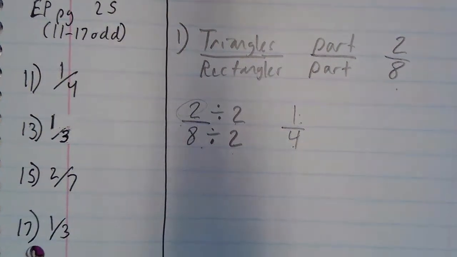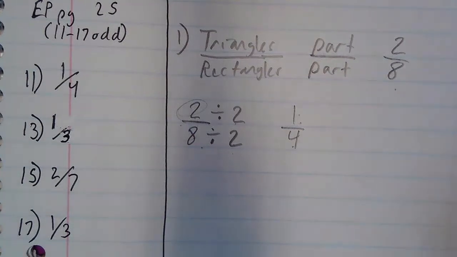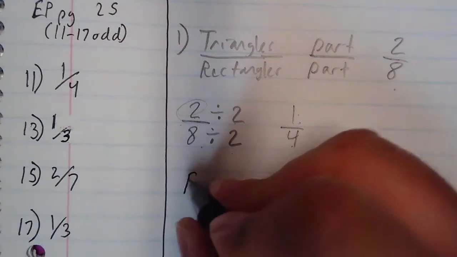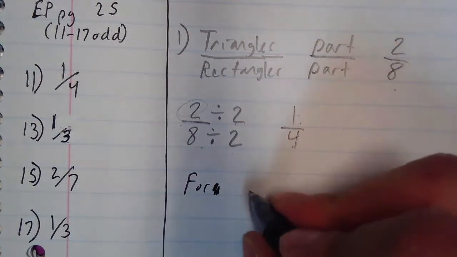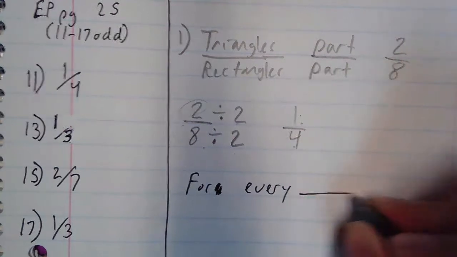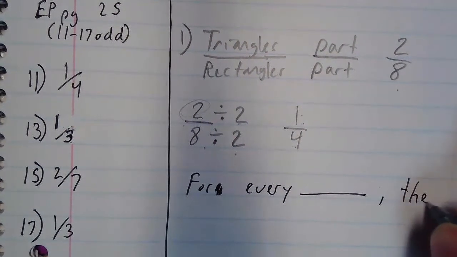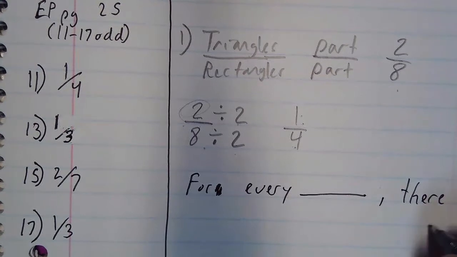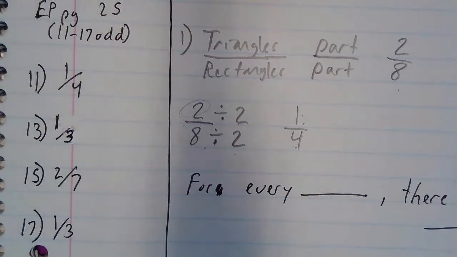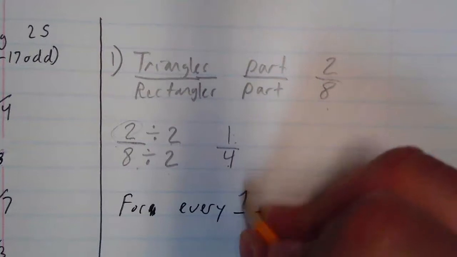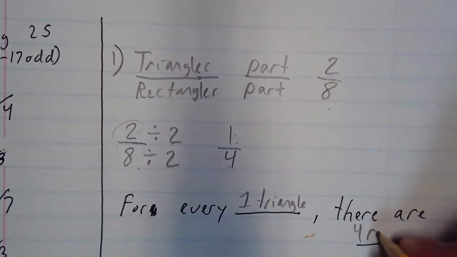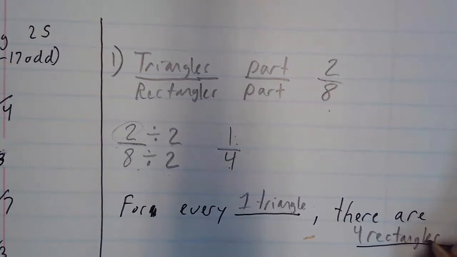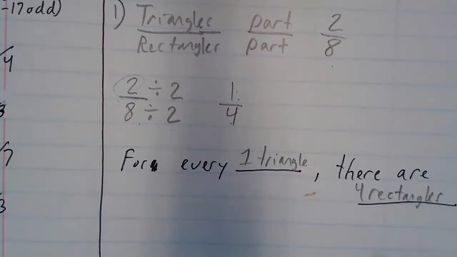And of course, it's a part to part, so you gotta write the pattern. I'm thinking golf. For every one triangle, there are 4 rectangles. Remember that pattern for part to part. For every, there are. For every, there are. Part to part. Okay?